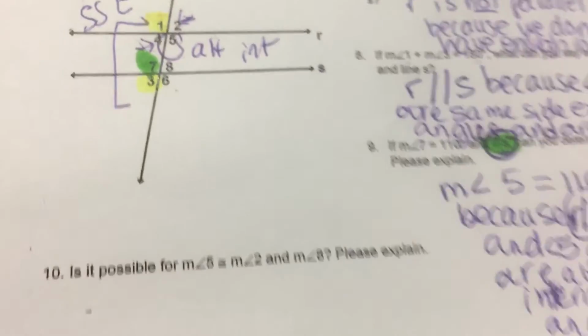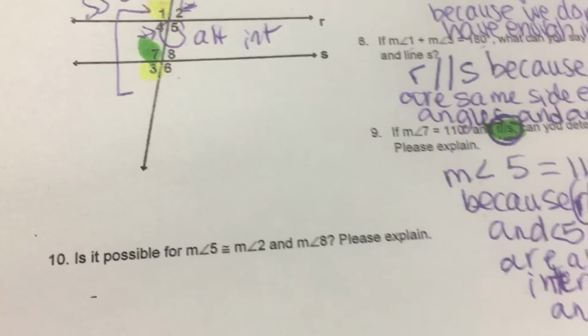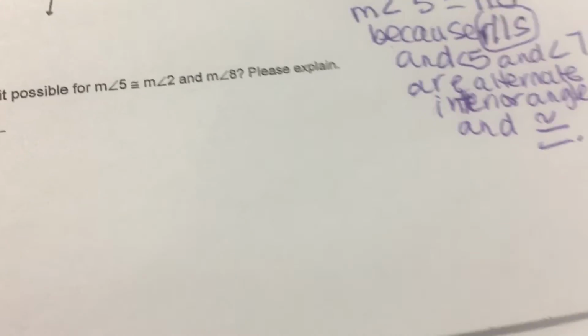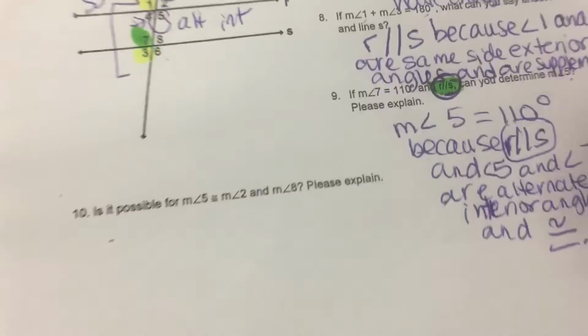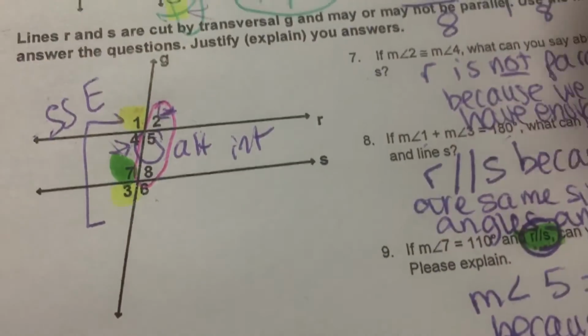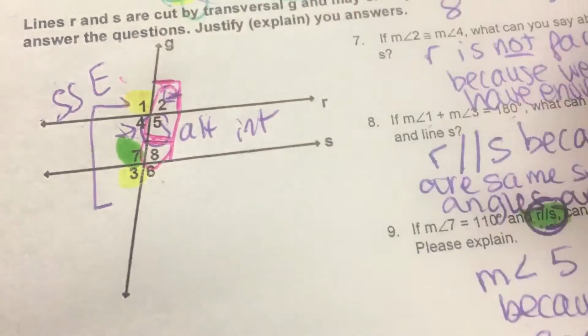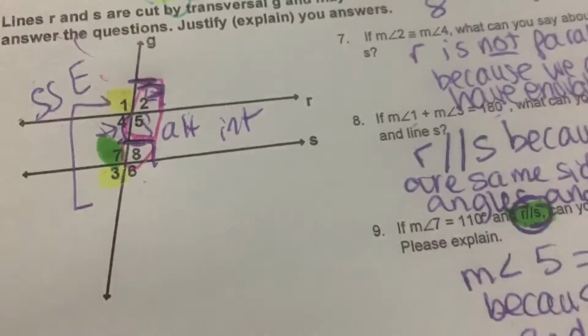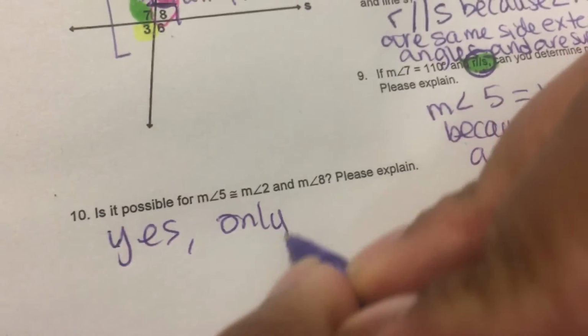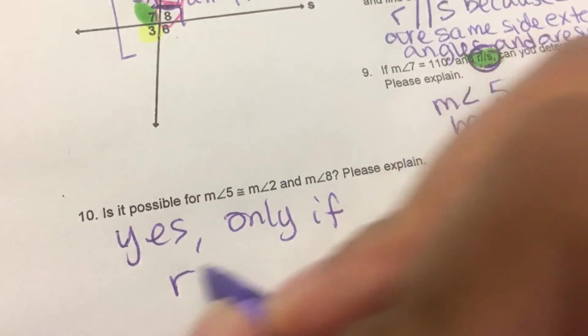All right, the last one. Is it possible for angles 5, 2, and 8 to be congruent? So we have these 3. The only way that those 3 can be congruent is if we have right angles. So if all of these angles are right. So they said, is it possible? Please explain. You would say yes, only if R is perpendicular to G.